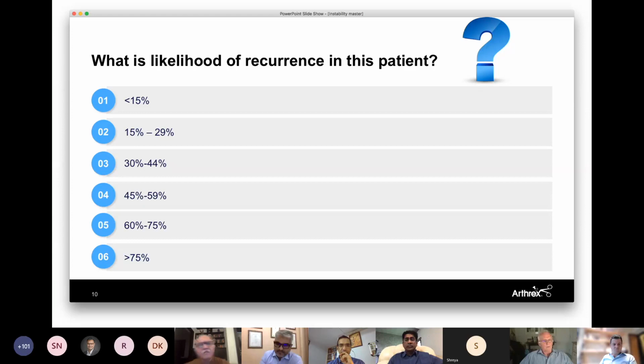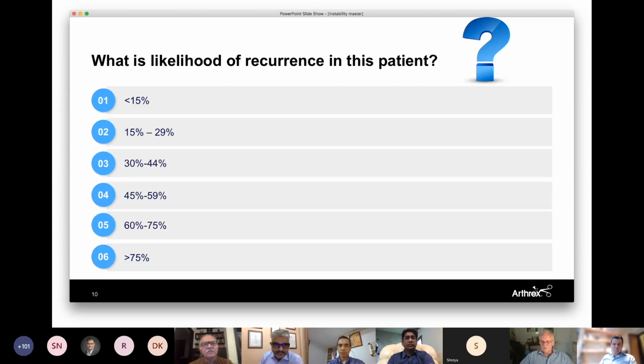Arbitrarily, if I were to give figures, for the younger patient, less than 20, I tell them that nearly 70% of them would redislocate. When it's between 20 and 30, we are probably looking at around 50 to 60%. And that's again keeping the Hovelius study in mind. And for more than 30, the number goes further down.